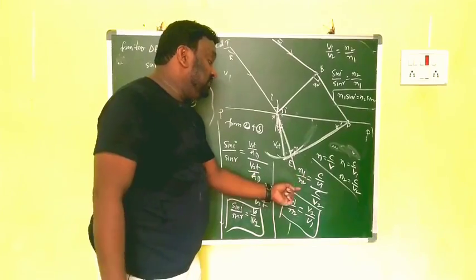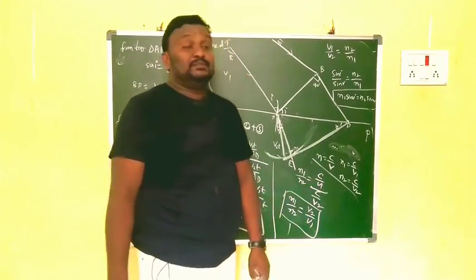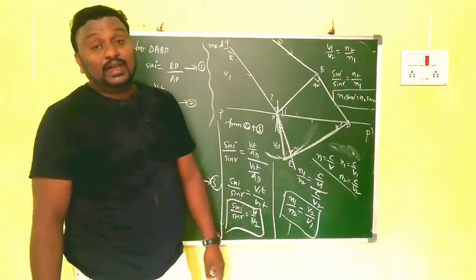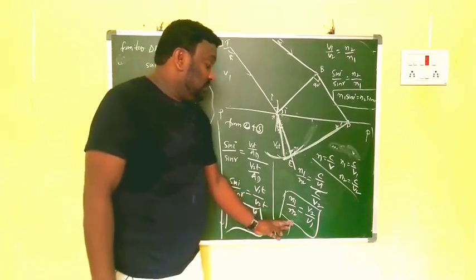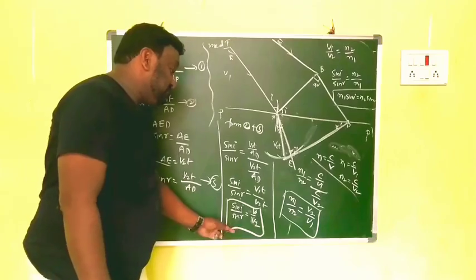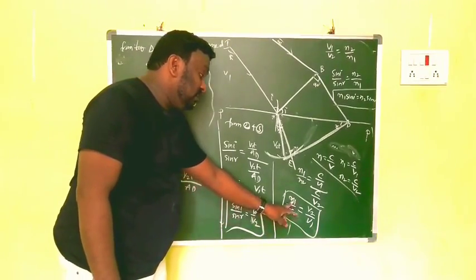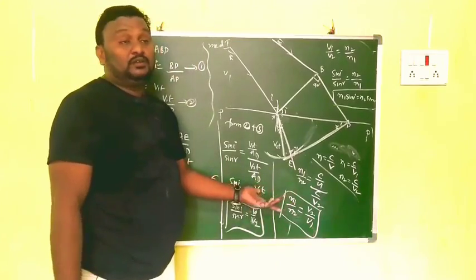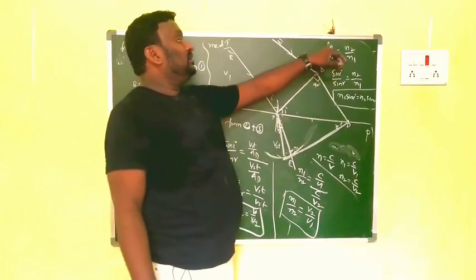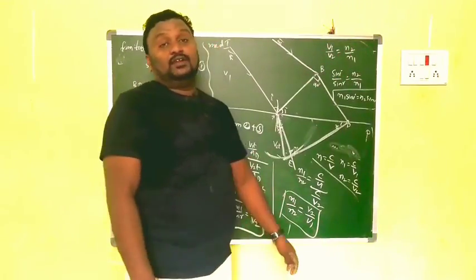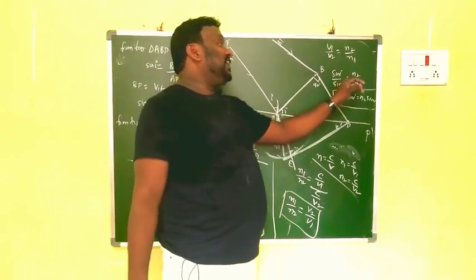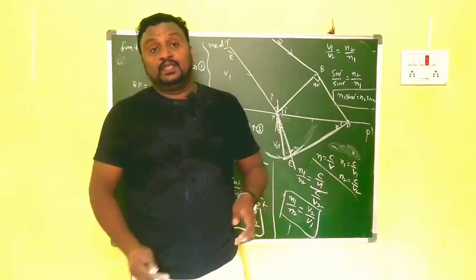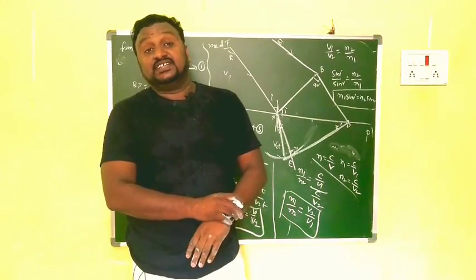Then N1 by N2 is equal to c by V1 divided by c by V2. Then what do you get? N1 by N2 is equal to V2 by V1. So we substitute this value in this equation. V1 by V2 means N2 by N1. Then what do you get? Sin i by sin r is equal to N2 by N1. So this is what we call Snell's law. In this way we can derive Snell's law.